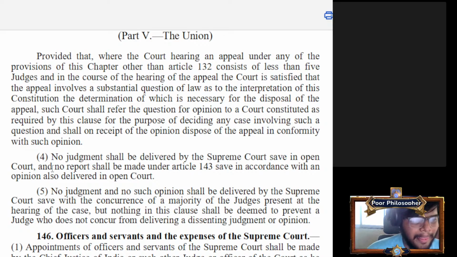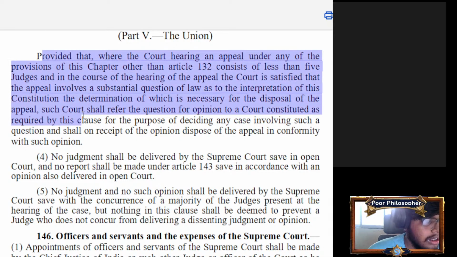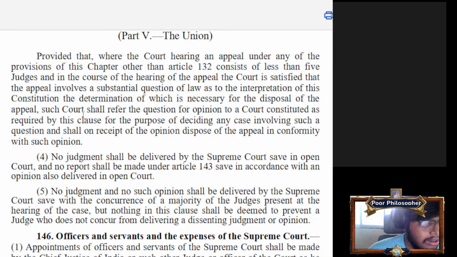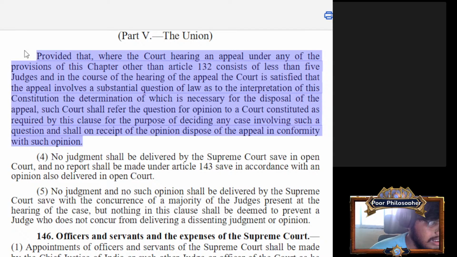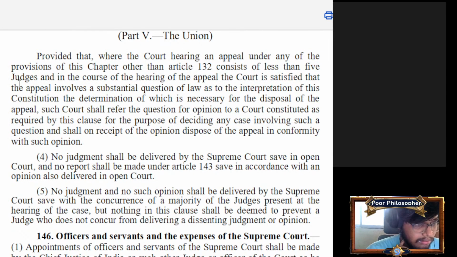Okay. So the judgments or cases which have a substantial question of law as to the interpretation of this Constitution, the determination. Okay, so it can have only 5 judges, or they can seek the advice from the 5 judges, I guess.